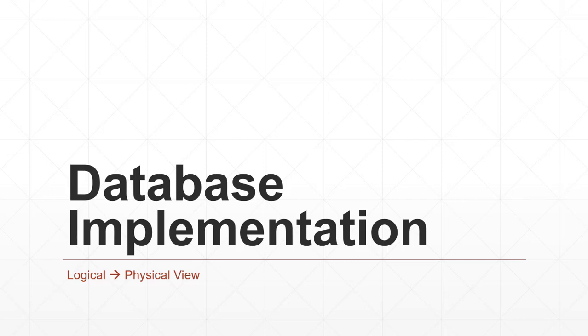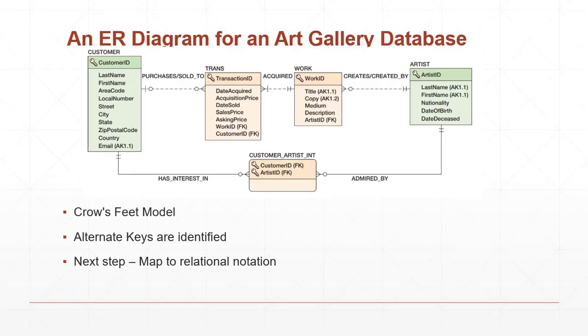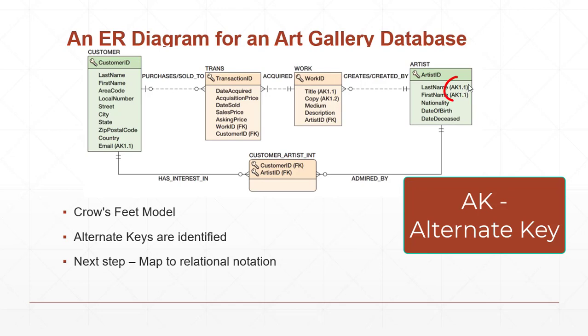Next, we're going to cover how to go from the logical view to the physical view. Here is an ER diagram for an art gallery database. It's in crow's feet model. Here, things I want to point out are that we have some alternate keys identified.